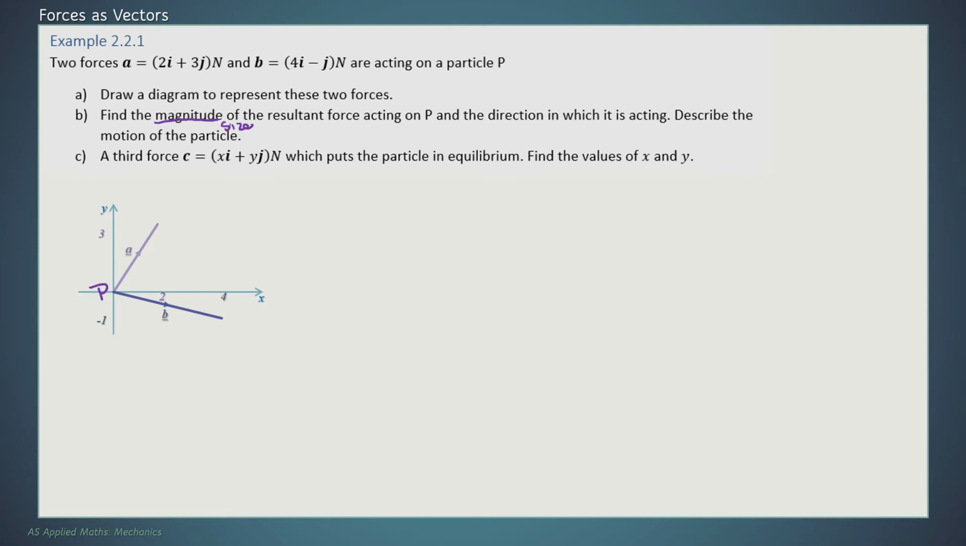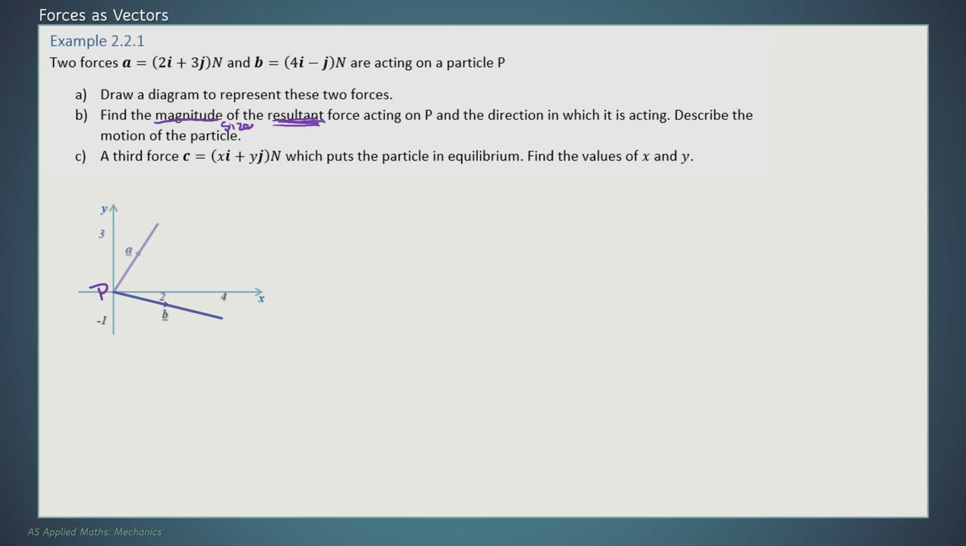size, resultant force, so you'll see that word coming up quite a lot. So resultant is the sum of the forces acting on the particle P, and we'll worry about the direction in a second. So when we're looking for the magnitude, this is a lot easier than it is with some of the other forces, because the i's and the j's are already worked out for us.